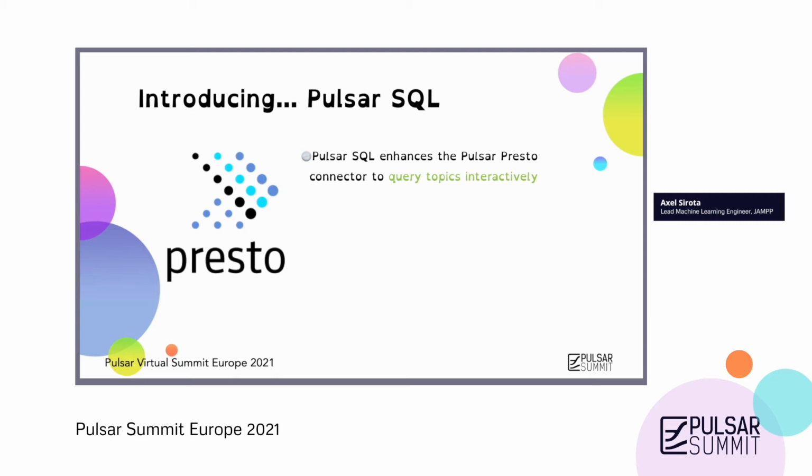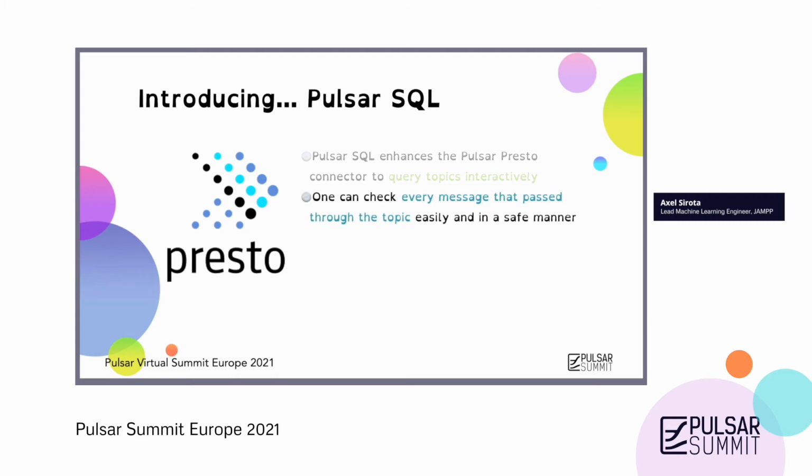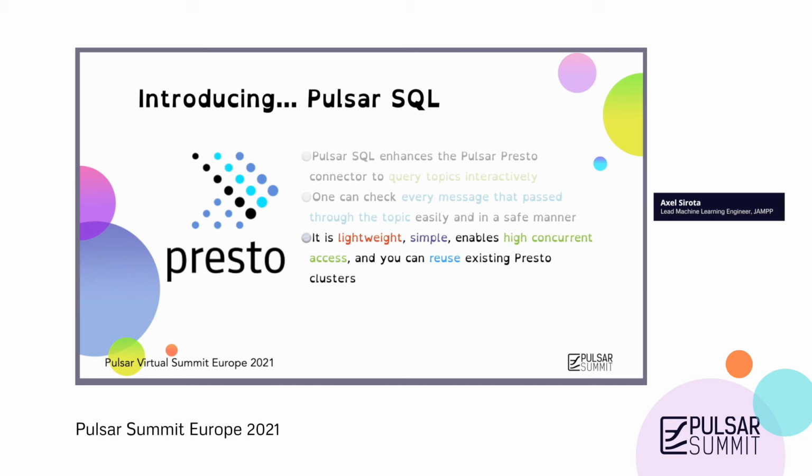At least for me, it was an eye-opener. So, what we can do is check every message that passed through any topic easily and in a safe manner, because it is lightweight as it queries the bookies directly and it can query a replicated segment instead of where maybe some reader is reading. You don't have any impact in performance.